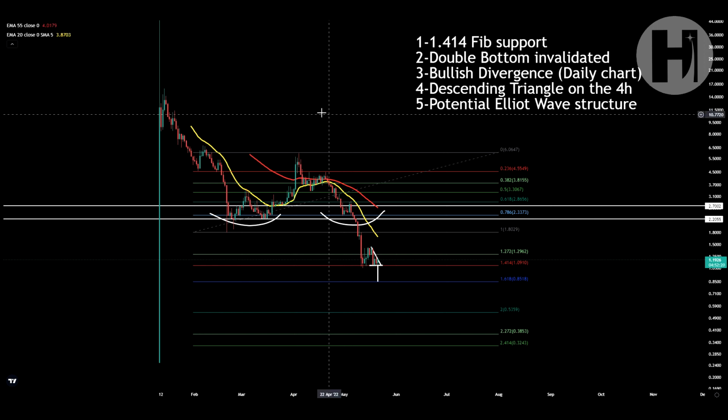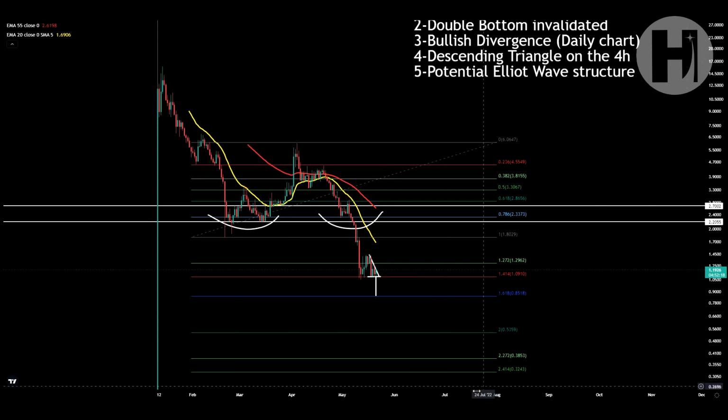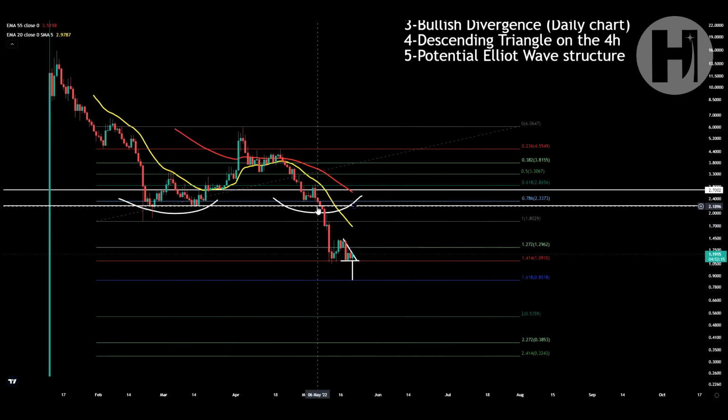Now, jumping into the video. The last update that we did on Moonbeam was back on May the 5th, right? And we were just sitting here above the 786 Fibonacci retracement.